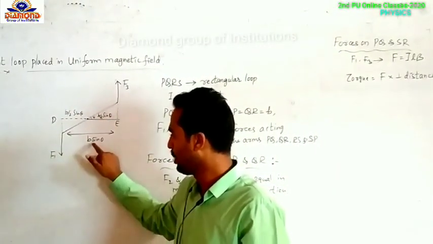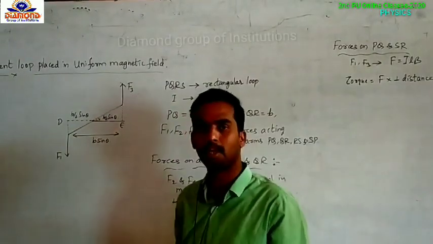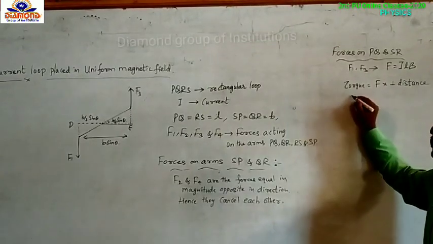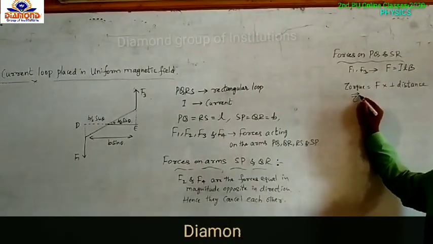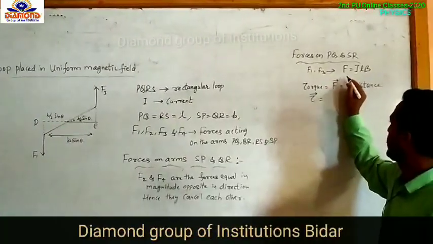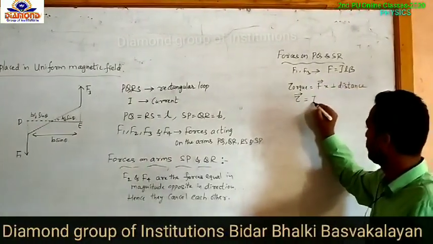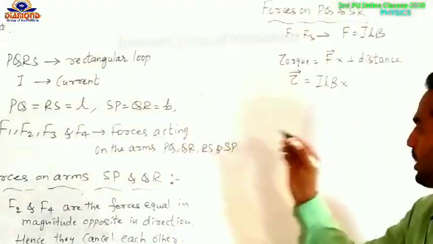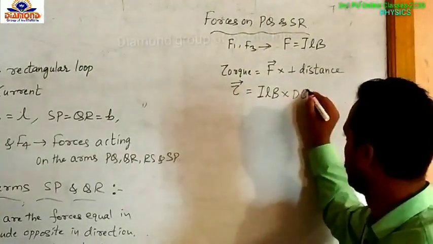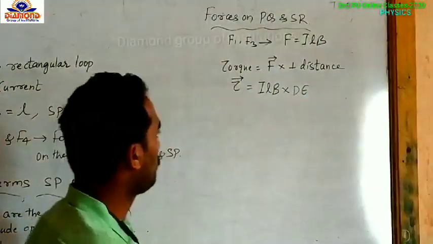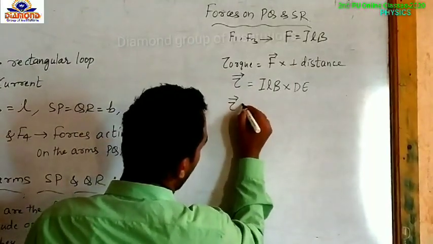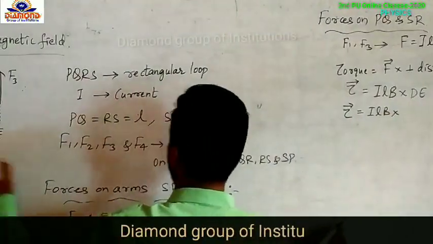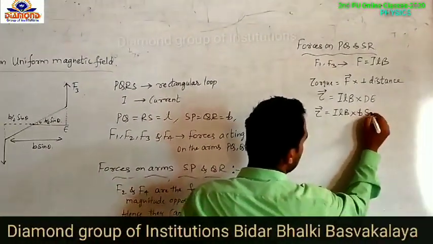If you add these two, you get B by 2 plus B by 2, which becomes B into sin theta. Here you can write the symbol of torque as tau. It is a vector quantity. And what will be the force here? F equal to I L B. Into what is the perpendicular distance from the figure? D into E. So tau equal to I L B into what is the DE value here? B sin theta.